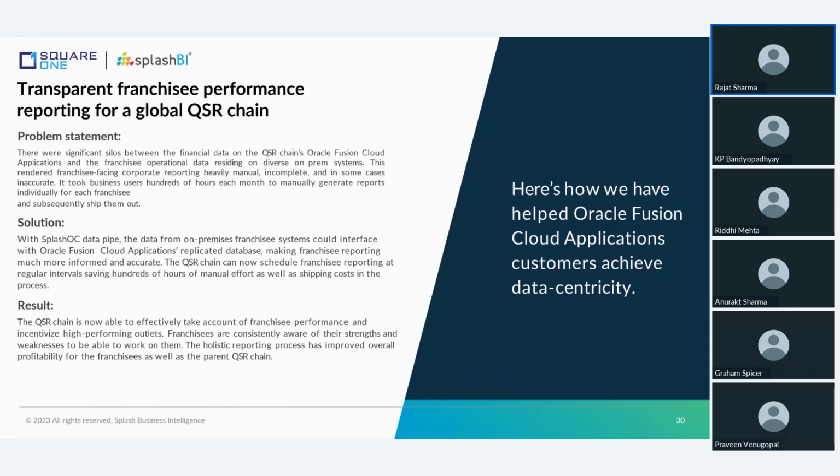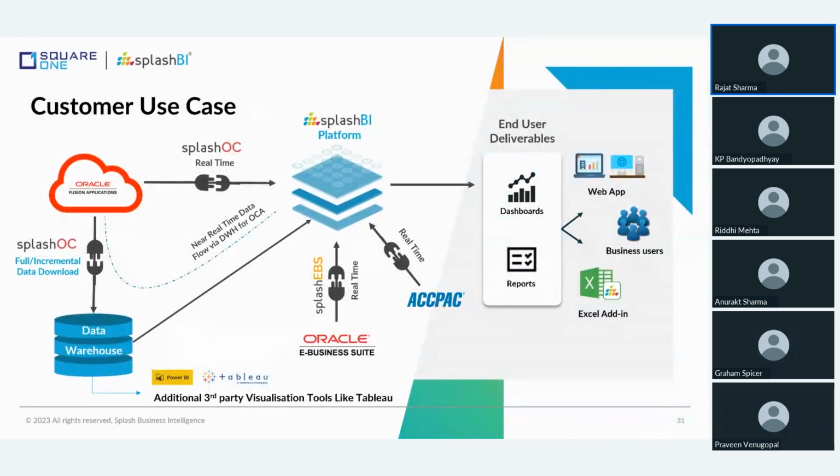And how did we basically do that? This was the architecture diagram that we are showcasing to you as well. So you can see that they had access to their Fusion Cloud, but they also had their data sitting in Oracle E-Business Suite as well as ACPAC. And then, using the Splash BI platform capability as well as Splash OC, they were able to replicate the data into a single data warehouse and then use the platform to deliver a single report out of the box. And they were able to access the entire data directly through a single report.